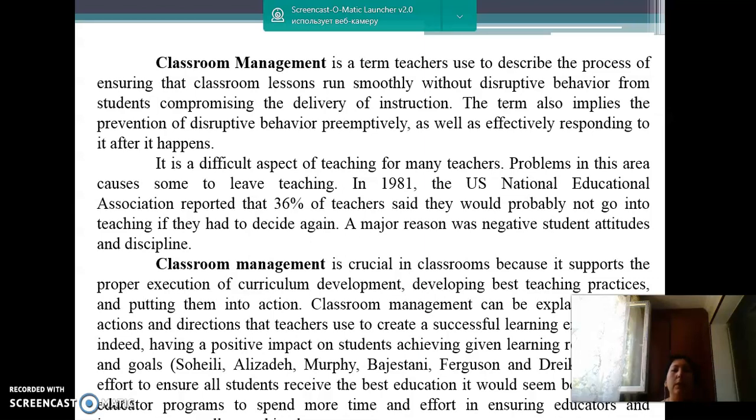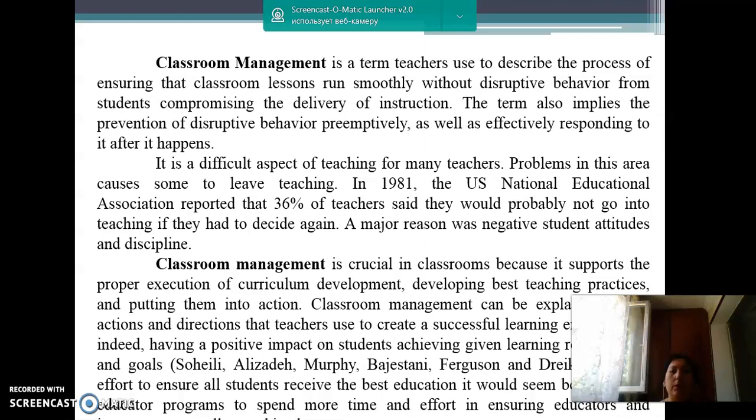In 1981, the U.S. National Education Association reported that 36% of teachers said they would probably not go into teaching if they had to decide again. A major reason was negative student attitude and discipline.